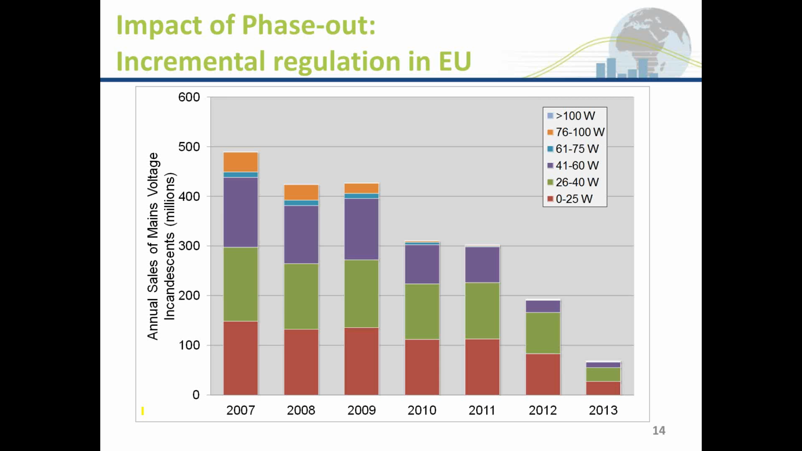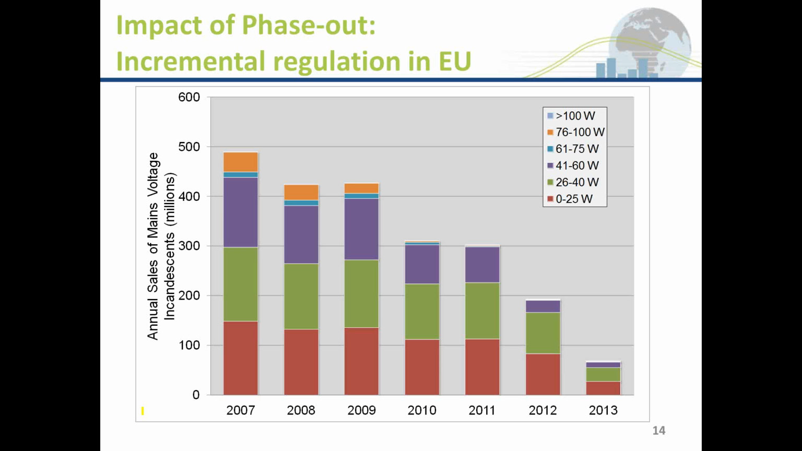firstly from about 500 million incandescent lamps sold in 2007 to about 50 million in 2013. So a 10 times reduction in the amount of incandescent sold, which is a good thing. It's what the policymakers wanted. And you can see the larger lamps are being removed from the markets first. 2013, after the point where most of these lamps should be removed, there's still sales.